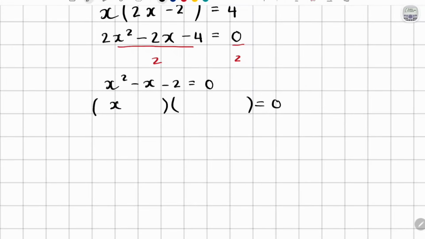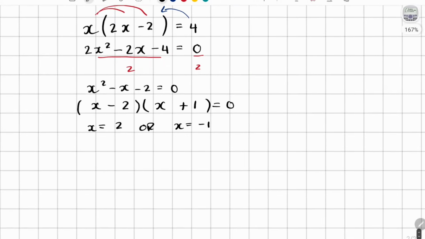So x and x. And then I need factors of negative 2 that can give me a negative 1 in the middle, or negative x in the middle. So that is going to be negative 2 and plus 1. Negative 2 times positive 1 gives you negative 2, but negative 2 plus 1 gives me negative 1. Okay, so x is either equal to 2 or x is equal to negative 1. And so those are my solutions for x.